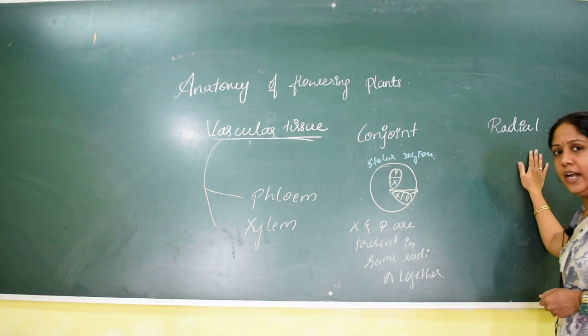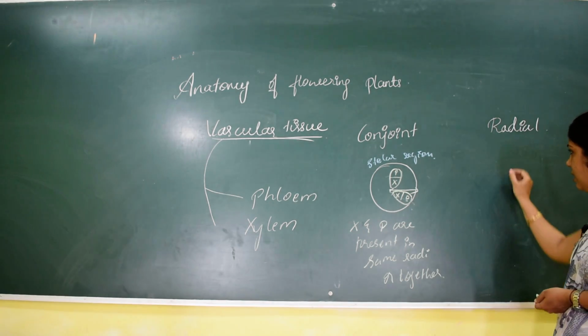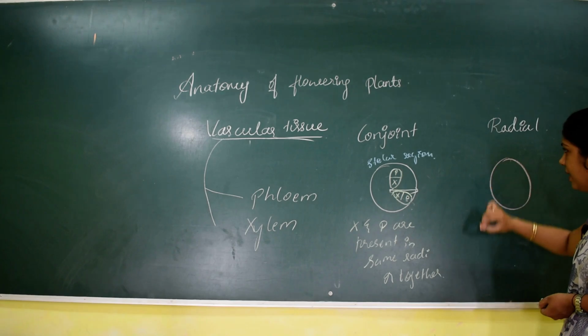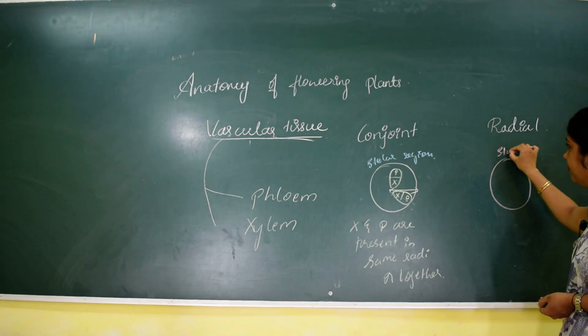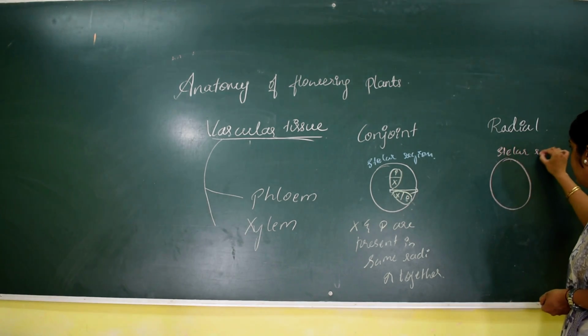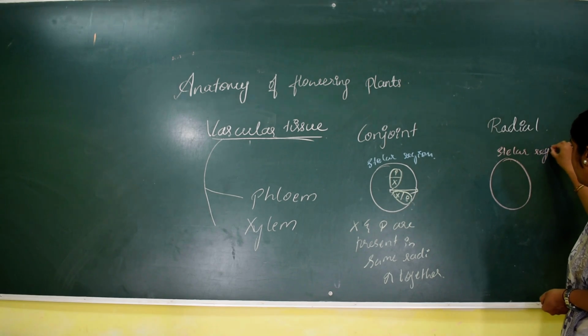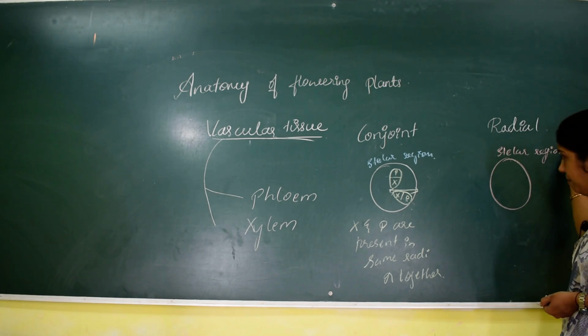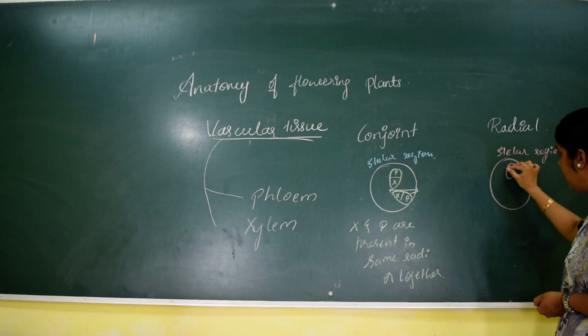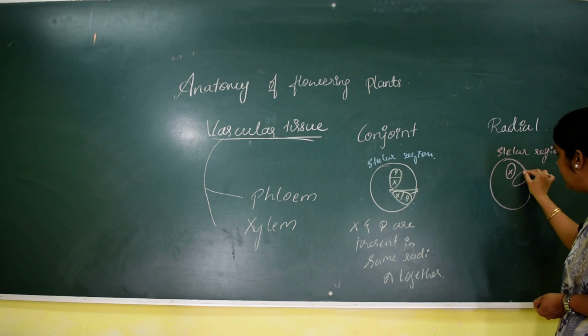Whereas what is this radial type of vascular bundle? In the same stellar region, but what happens here is, now this is xylem and this is phloem.